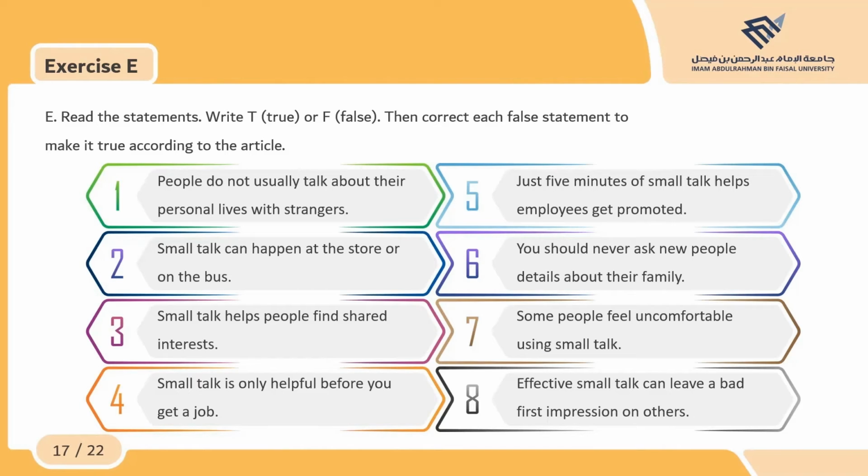The first one is people do not usually talk about their personal lives with strangers. It is true because it is discussed in the introduction. The second one says small talk can happen at the store or on the bus. Again, it is true because we can find this statement in the introduction. The third one tells us small talk helps people find shared interests. It is also true because we can find it in the reading passage.